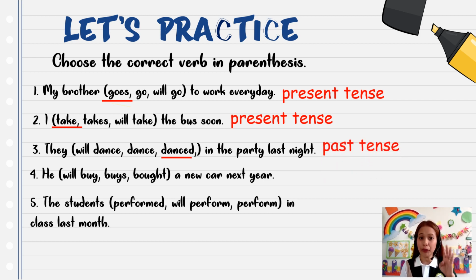Okay. Number 4, he will bought a new car next year. What verb should we use on this sentence? Okay, will buy. Why will buy? As you see in the sentence, there is the word next year, meaning to say it will happen in the future next year. So you have to use will buy. Okay? And what tense is this? A future tense. Okay, let's go to the last one.